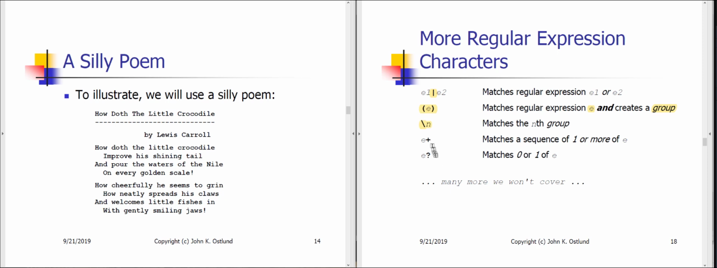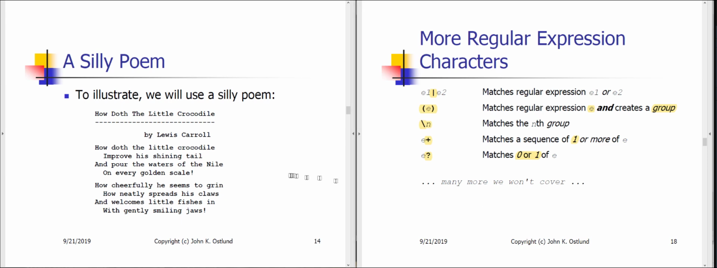Somewhat similar to the star, we have plus, which modifies the meaning of the regular expression in front of it to mean one or more occurrences of that regular expression. And question mark, which again modifies the meaning of whatever's in front of it, meaning to match either 0 or 1. Okay, so star matches 0 or more, plus matches 1 or more, question mark matches 0 or 1 of whatever the preceding regular expression is.